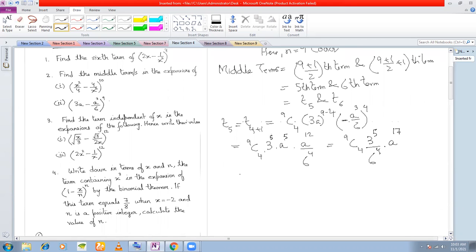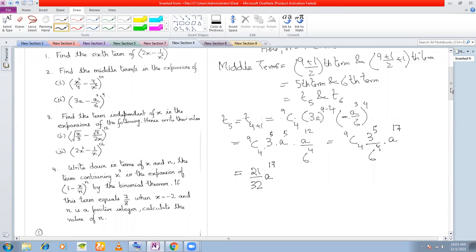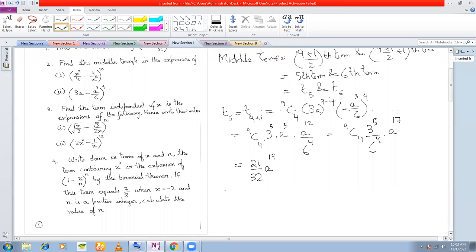Okay. Now with the help of calculators, you can find out the value of 9C4 into 3 to the power of 5 by 6 to the power of 4. You will get this as 21 by 32 a to the power of 17. And that should be your answer. But this is only the one middle term. What about the next middle term? T6.